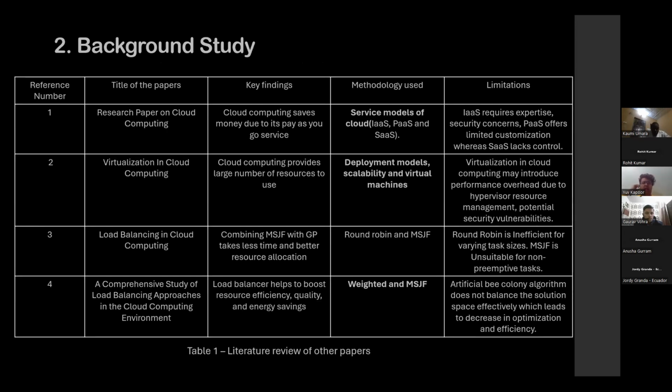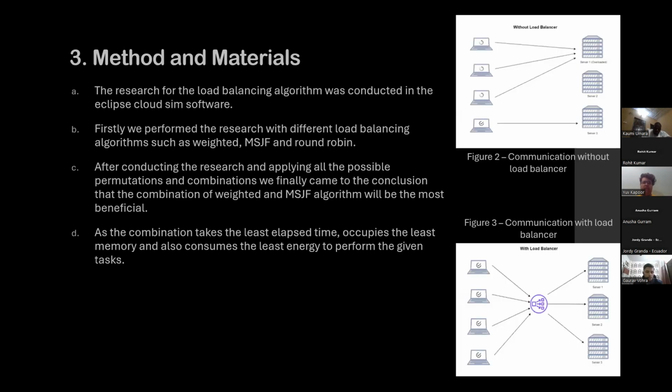Now, background study. We took many papers into consideration, but these were the main four papers from where we drew the conclusion of the cloud service models, deployment models, and in load balancing, we drew the conclusion about round robin, MSDF, and weighted algorithms. So, after reading all these papers, we came to the conclusion that the combination of MSDF and weighted algorithm from the load balancing papers will give us the best algorithm, which was our actual research. Now, my friend Gaurav Vora will present all the remaining slides.